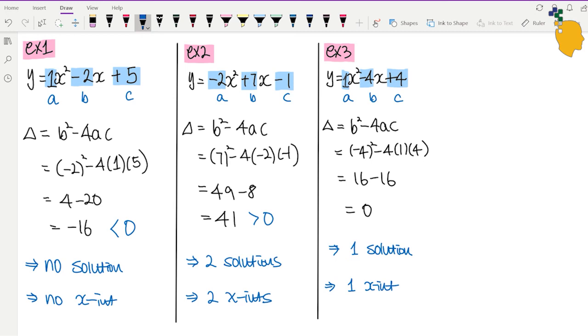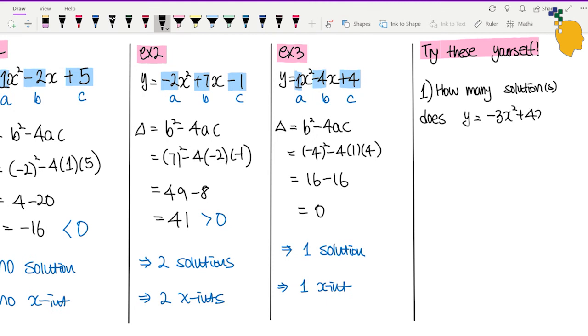So now I'll leave you with two questions that you can try yourself. Question 1: how many solutions does y equals negative 3x squared plus 4x minus 1 have? Question 2: how many solutions does y equals (x plus 2) squared minus 1 have?